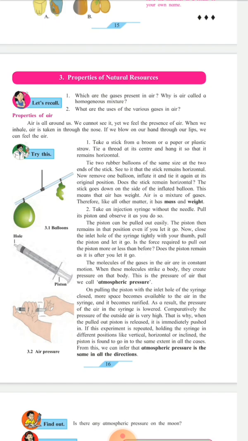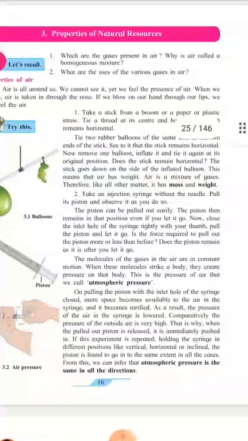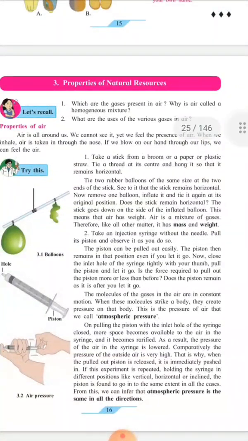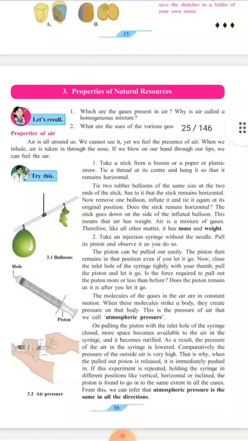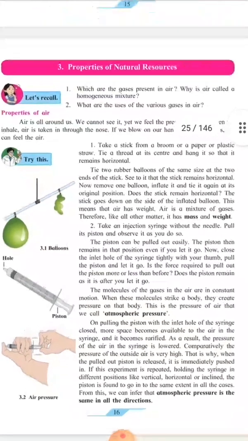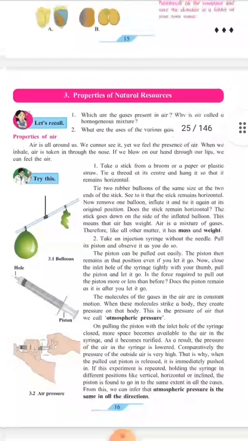Now, properties of air. See in the pink line, air is all around us. You know that we cannot see air, but yet we feel the presence of air. When we inhale, air is taken in through the nose. If we blow on our hand through our lips, we can feel the air.